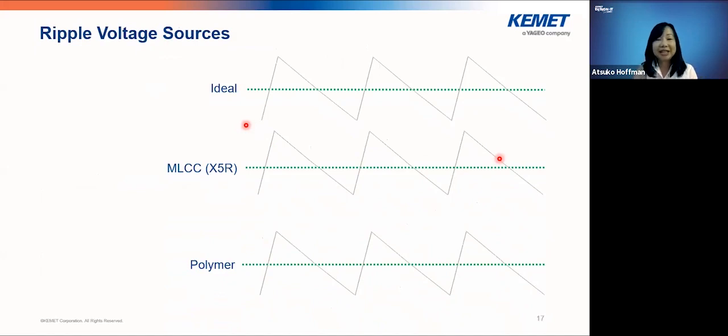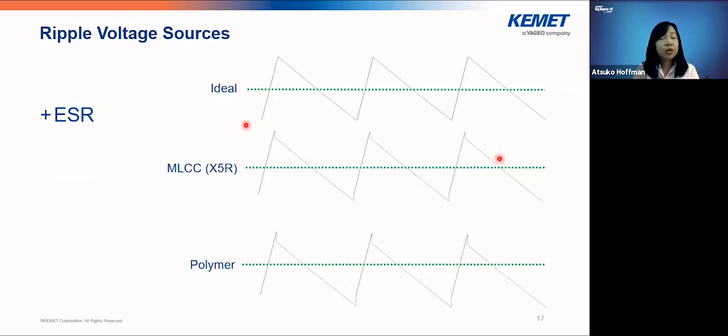And there's no such thing as an ideal capacitor. So in real capacitors such as MLCC and polymer capacitors, there are some parasitic elements, such as ESR, equivalent series resistance. When you introduce ESR to the capacitor, you would see a little bit of overshoot and undershoot. In addition to ESR, it has ESL, equivalent series inductance. And when you introduce that, in the waveform, you can see further overshoot and undershoot.